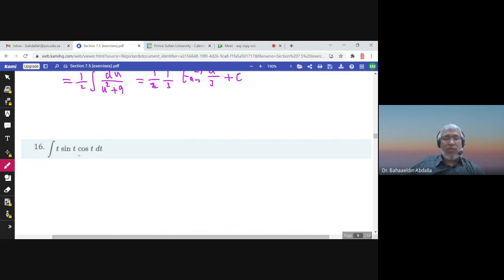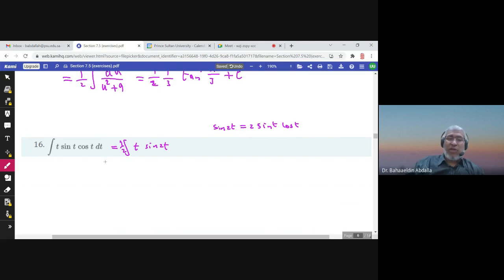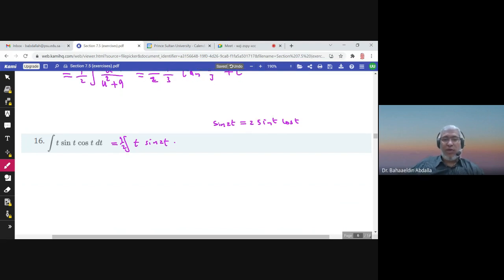Well, to solve this question, we know when we have t times sine or t times cosine, we use integration by parts. So here I know that sine 2t is equal to 2 sine t cosine t. So I think it would be nice if we write t times sine t cosine t, I can write it half sine 2t. And now you can continue easily and use integration by parts.